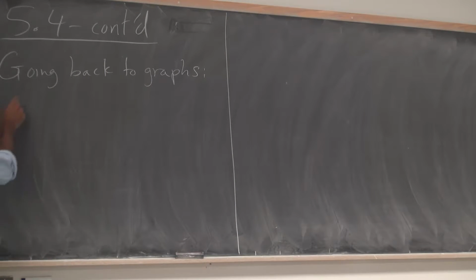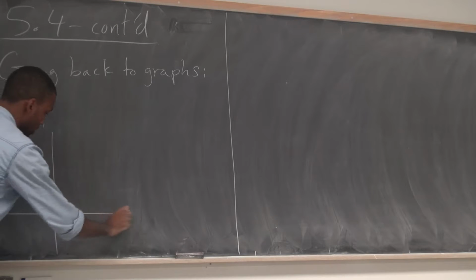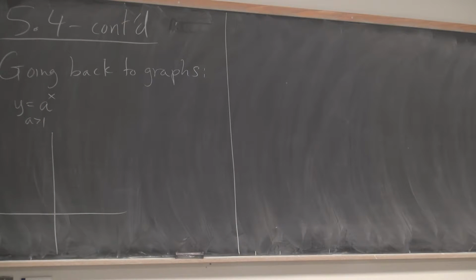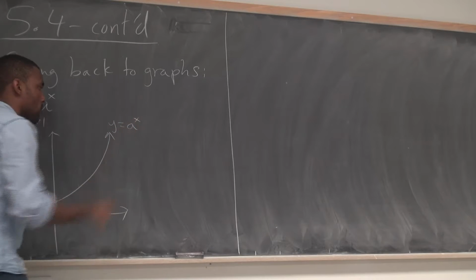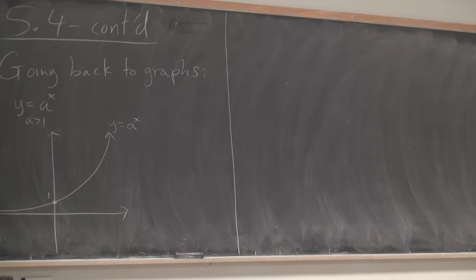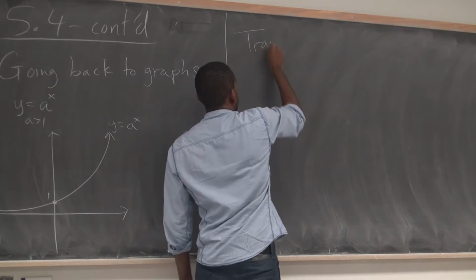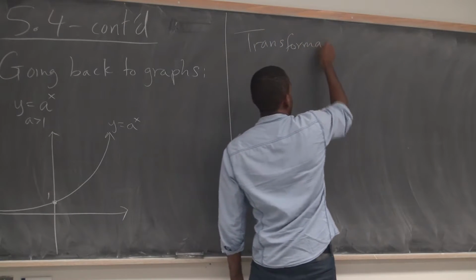So for example, we looked at the graph of say a to the x, where a is greater than 1. And what did we say that looked like? It's like this guy, right? Passing through 1 here. So this is y equals a to the x for a greater than 1. Now notice that we have transformations, so you should remember those guys.